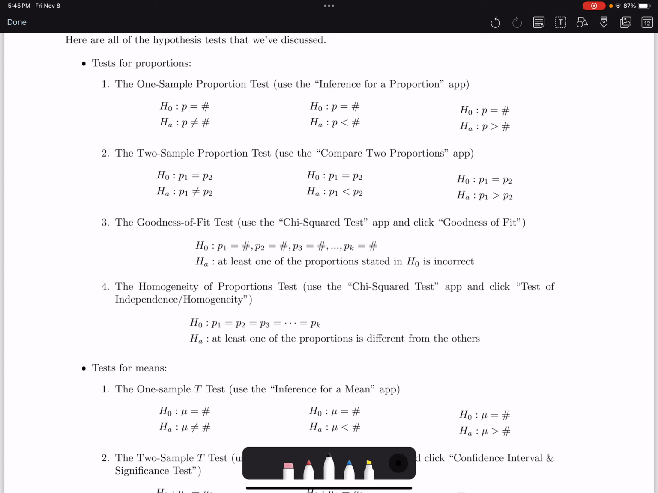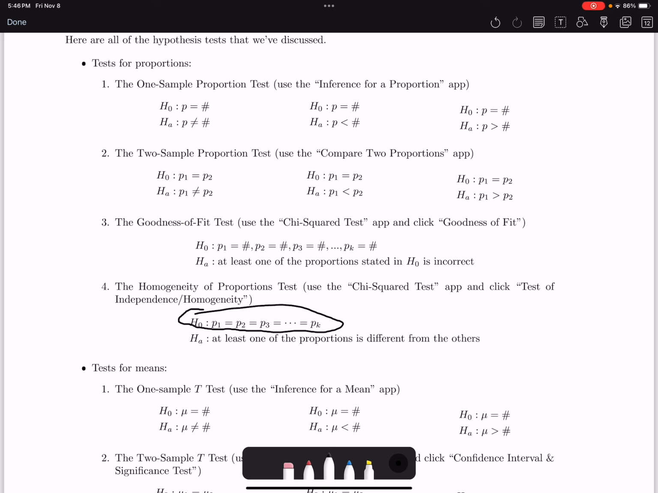The homogeneity of proportions test, on the other hand, for that one, you will also use the chi-squared test app in ArtofStat, but instead of running the goodness of fit test on it, you'll run the test for independence or homogeneity. With this test, the null hypothesis is that P1 equals P2 equals P3 and so forth. Notice that here we have a generalization of the two sample proportion test, because what we're doing with the homogeneity test is we're testing proportions from different samples, from k different samples.